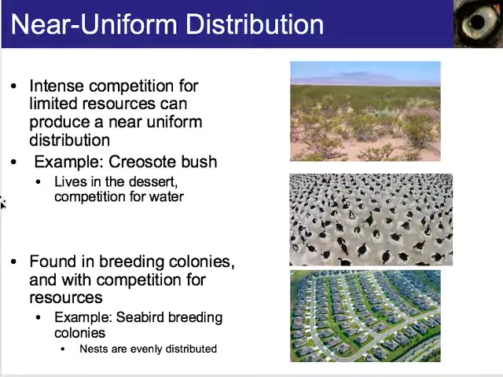So, another one would be in humans. I grew up in an area where all the homes were uniformly distributed like this, and that's because land was so hard to find. And so what they did was, to make the most of the land, they would evenly distribute homes across a couple acres.